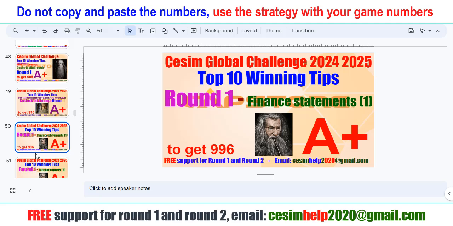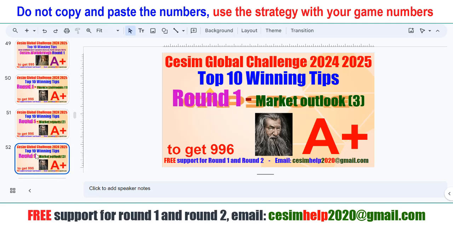2024-2025. The top 10 winning tips for all rounds. So we take round 1 as example, right? So you see here the winning tip number 3. Take the market outlook before we set any decision for any round. Setting decision is quite simple, but we need to check on the report so we have the data. You know the competitor, know the market, you know the customer, and then we can set the decision. So this is winning tip number 3.